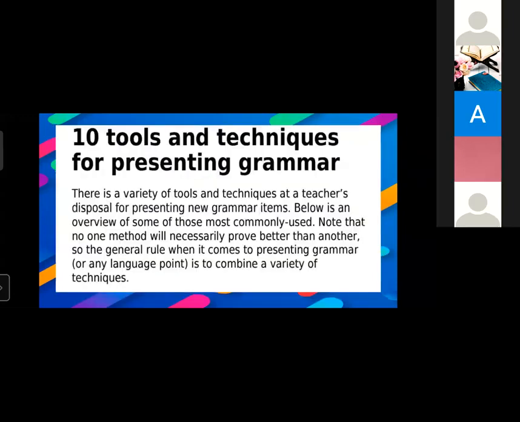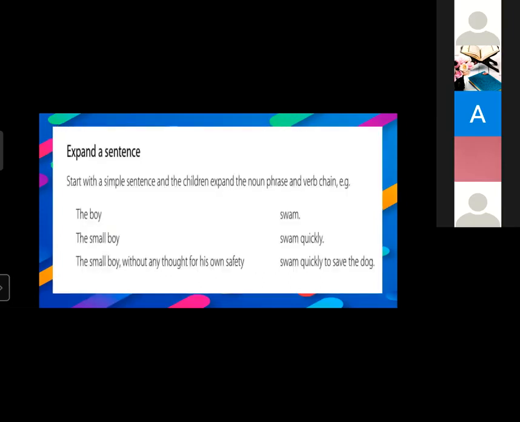Okay. Here, 10 tools and techniques for presenting grammar. There is a variety of tools and techniques at a teacher's disposal for presenting grammar items. Let's see together what they are.